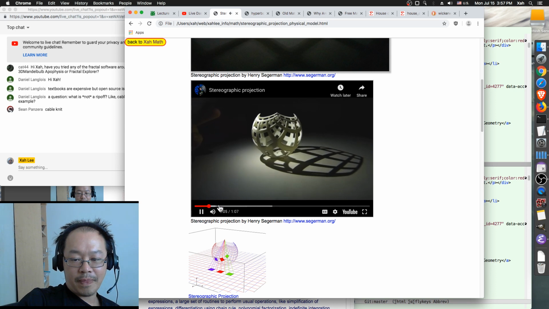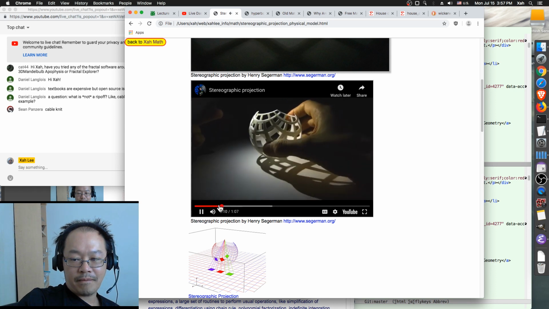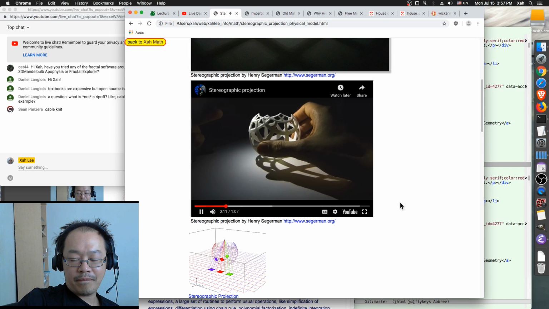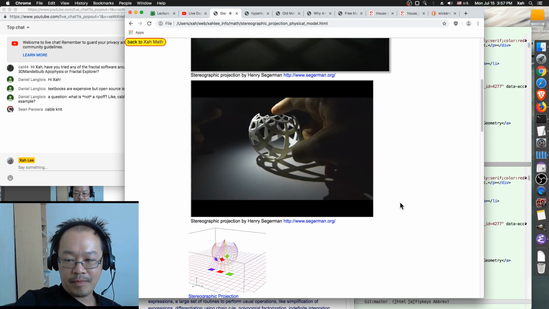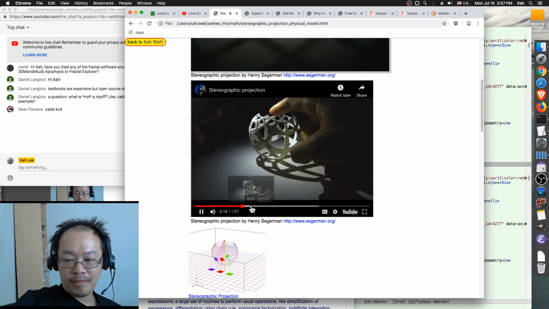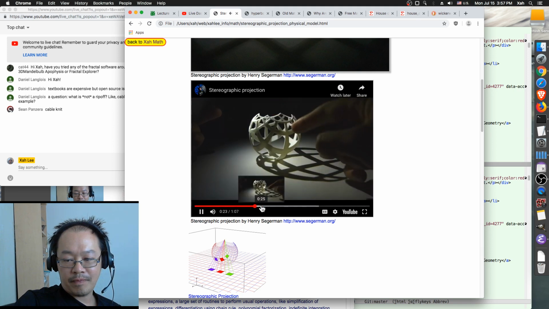Stereographic projection. So stereographic projection is a map from the sphere to the plane. And the way that it works is you look at the north pole of the sphere and you draw straight lines. Which line hits the plane? Where the line hits the plane?